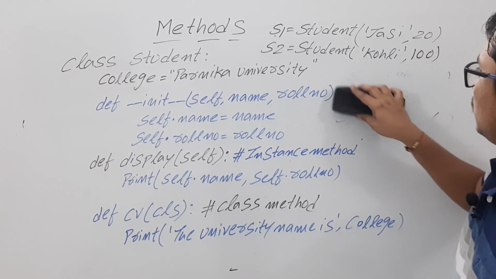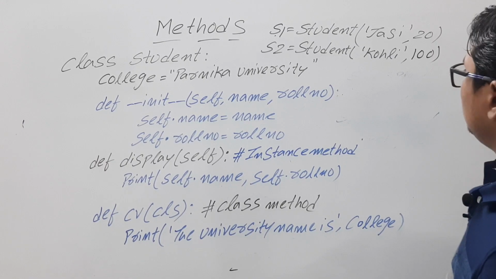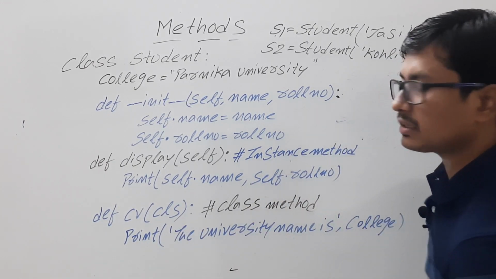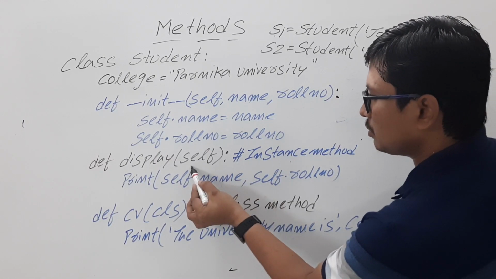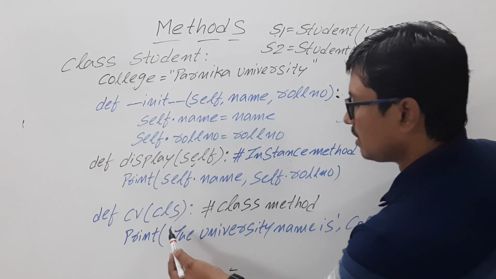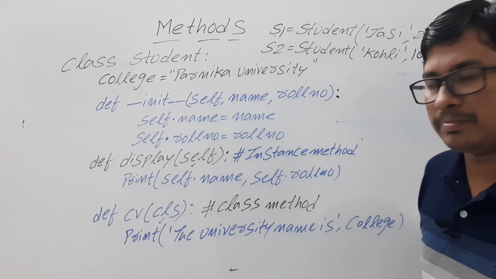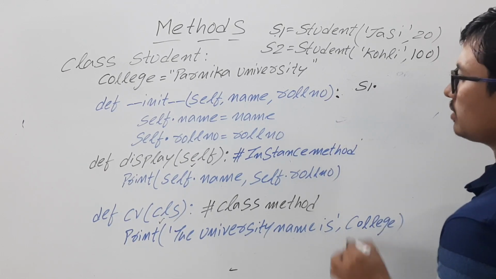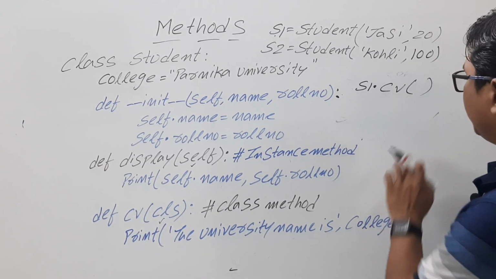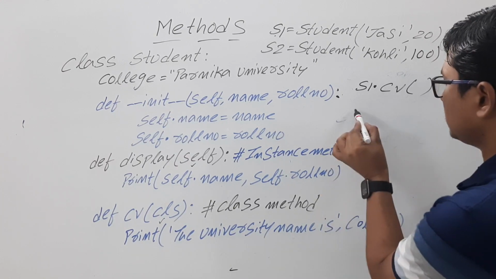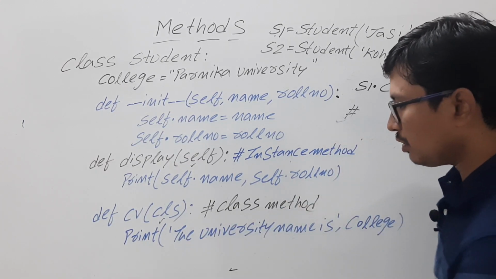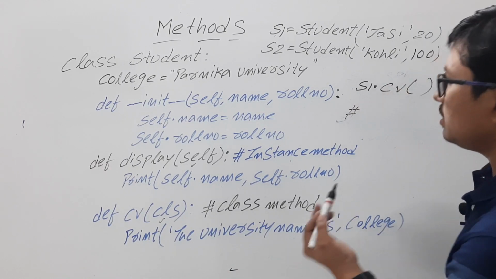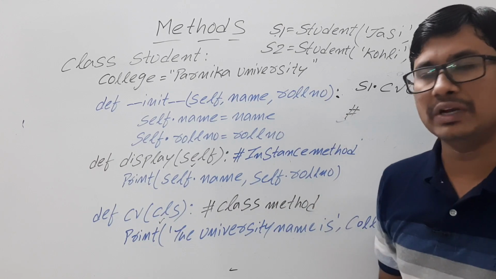So we have created two objects called S1 and S2. Using the object S1, I will try to access the class method. And remember one thing, for an instance method, you will pass the parameter called self, and for a class method, you will pass the parameter called CLS. Suppose I write S1.CV, then this method will be invoked and the statement will be printed: the university name is Parnika University. This is the output you will get.